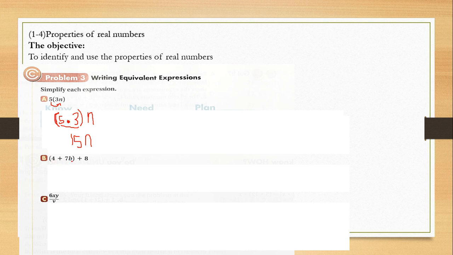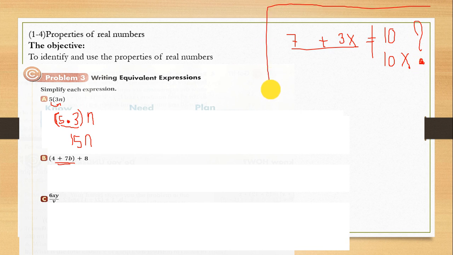4 plus 7b. Now we cannot add these. I would like to remind you, you cannot add unlike terms. Please keep in mind that unlike terms you cannot add them. So 7 and let's say 3x, these are not like terms. You cannot say that this is, for example, 10x or 10. That's wrong. Keep in mind, these are not like terms.